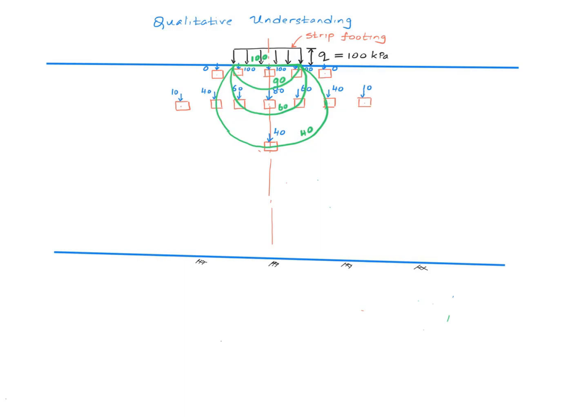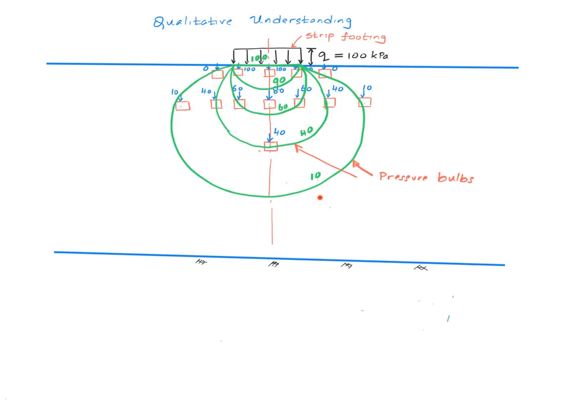I have drawn a couple more. This is a contour of 60 kilopascal, and this is a contour of 90 kilopascal. And one more. This is the contour of 10 kilopascal. So 10 kilopascal is only 10% of the applied footing pressure. So that tells us in this region, that is region outside this little bulb here, the changes in vertical stress is going to be less than 10%. These contours, shaped like bulbs, are called pressure bulbs.